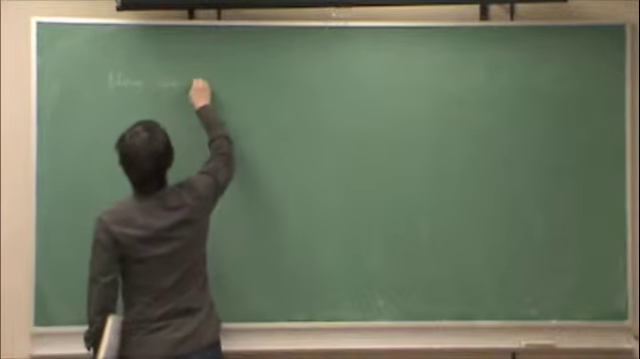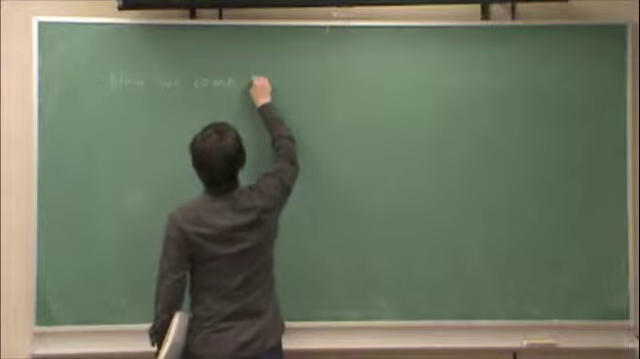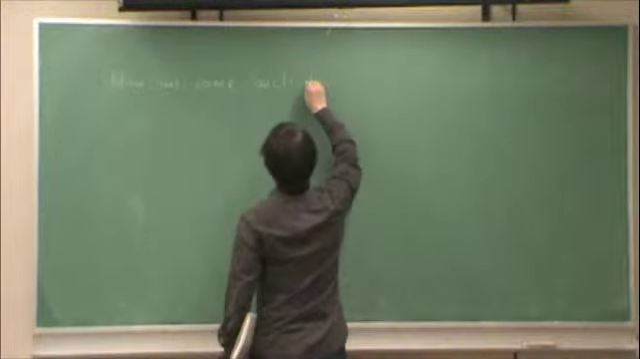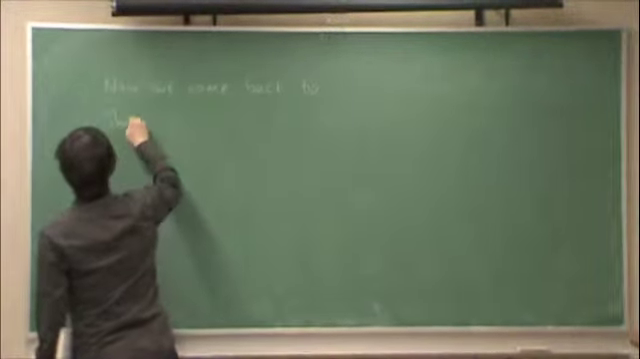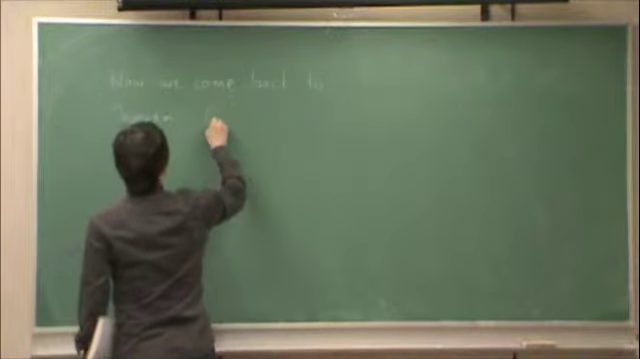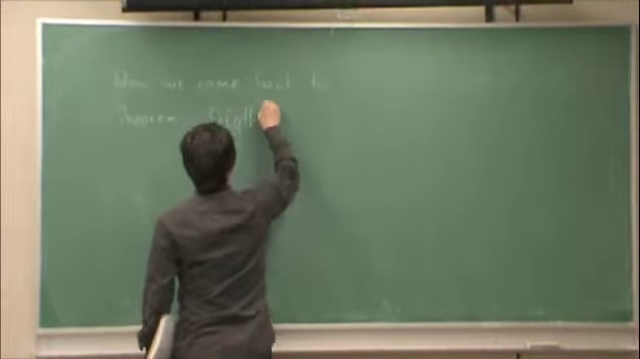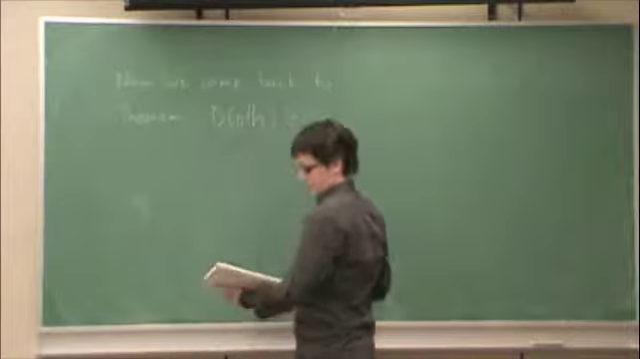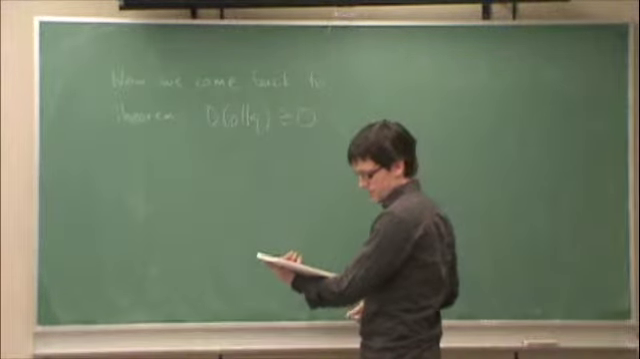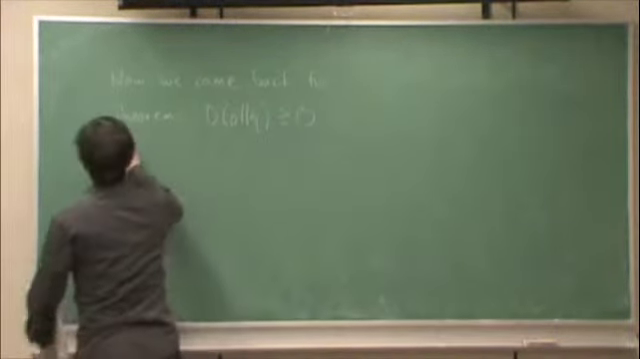Now we come back to the theorem: D(p||q) is greater than or equal to 0. Proof.